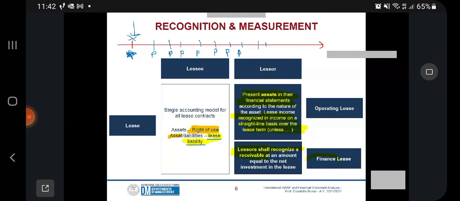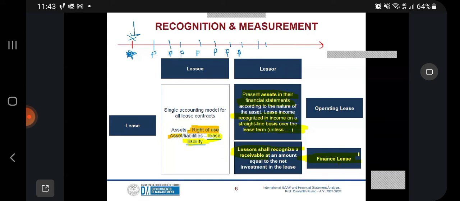Because if the lease is a finance lease, even if, I repeat, the form is a lease, the substance is like a sale. So the asset is derecognized and the receivable is recognized. The operating lease is completely different. The asset, the building, the property, or whatever, remains in the balance sheet of the lessor. It is depreciated, and the installments received are recognized as income over the lease term.